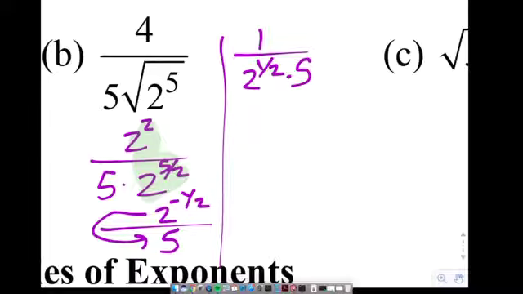You could say 5 halves minus 2 is 1 half, but I know I'm putting it in the bottom. And I'm okay with you doing that. Okay. This is the systematic approach using the rules. Can you do these things in fewer steps?